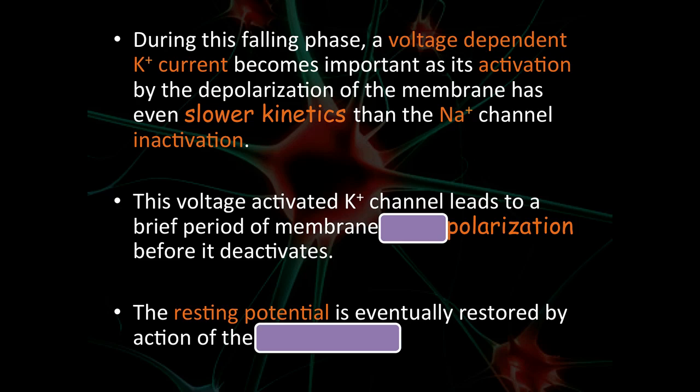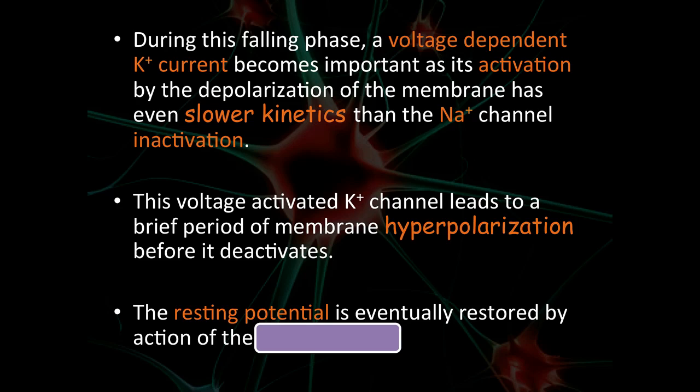So the potassium ion channel takes more time to open than the sodium ion channel. So that potassium current comes in a little after the sodium ion current. So this voltage-activated K plus channel leads to a brief period of membrane hyperpolarization. Alright? And remember what hyperpolarization means? It means that the membrane becomes even more negative than what it was at rest.